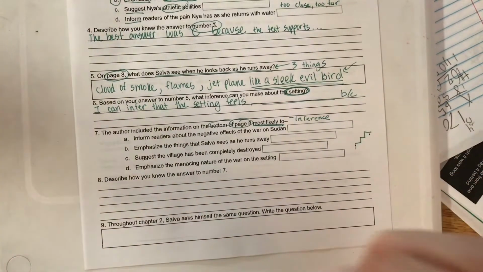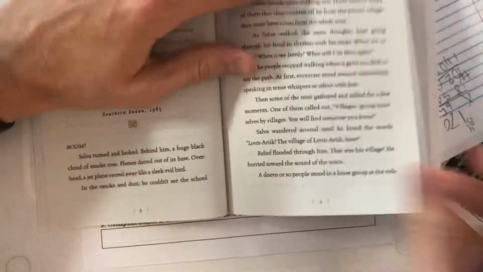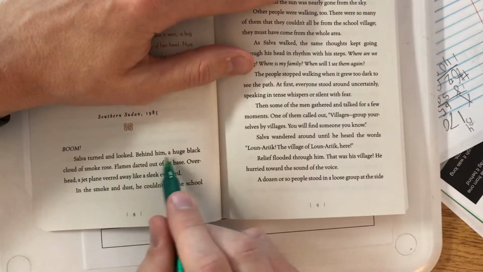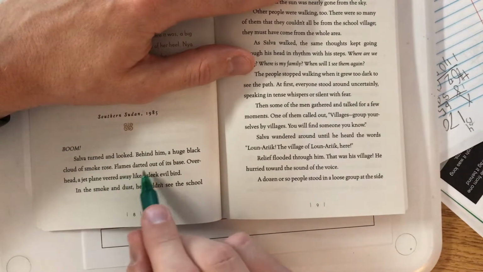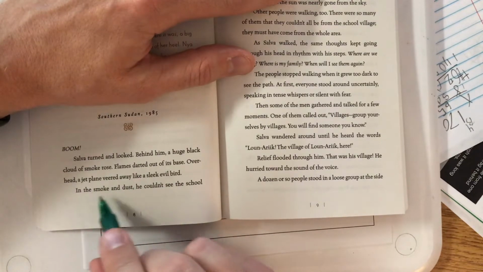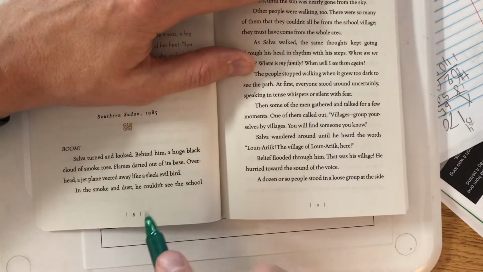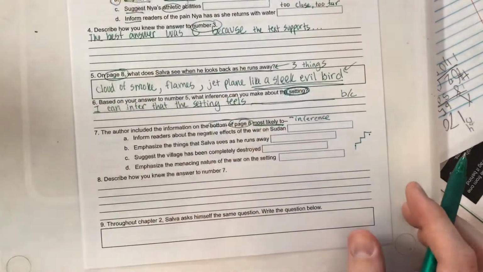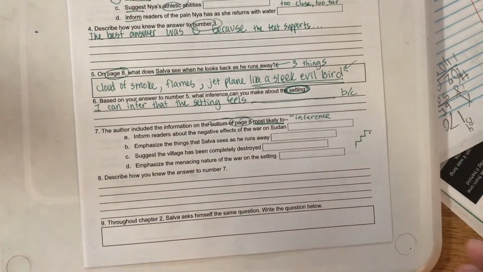So the bottom of page 8 reads, Salva turned and looked. Behind him, a huge black cloud of smoke rose. Flames darted out of its base. Overhead, a jet plane veered away like a sleek, evil bird. In the smoke and dust, he couldn't see the school. And then we'll stop there. So why would the author include all of that information?